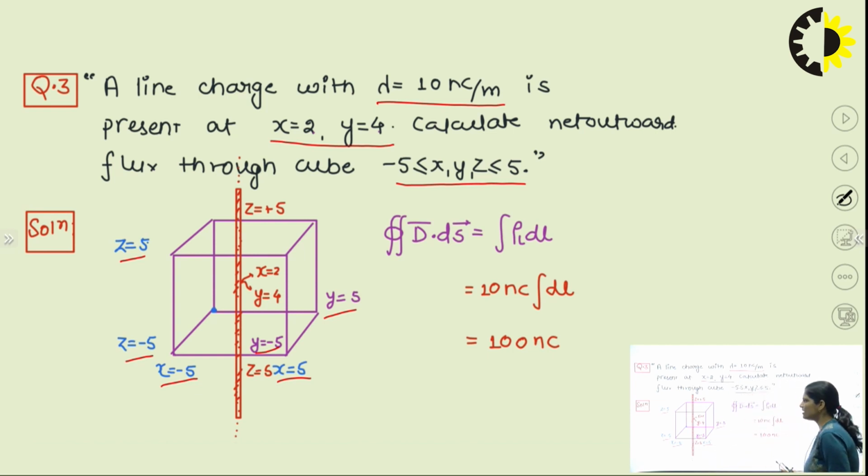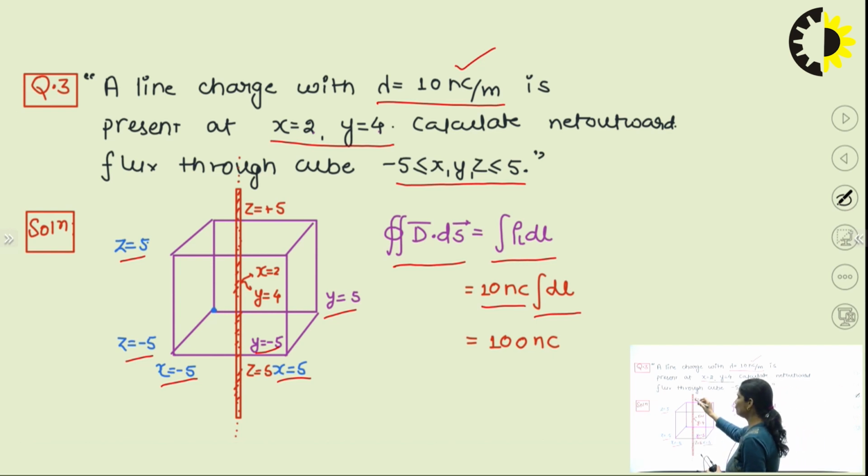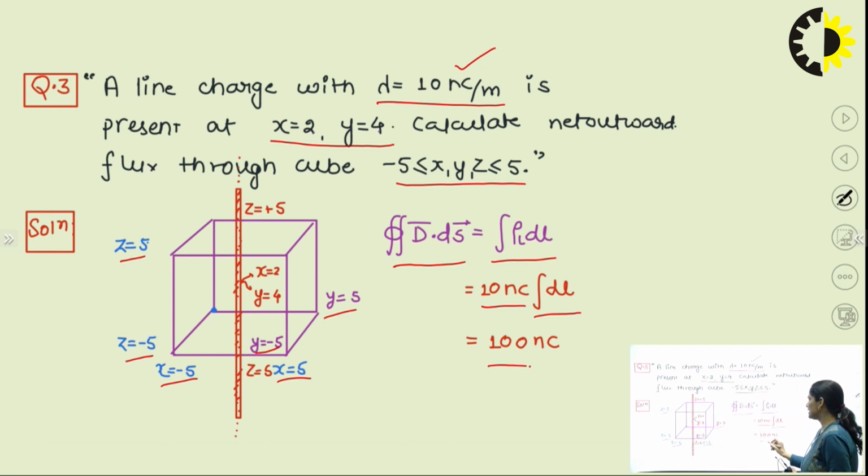-5 to 5. Now according to Gauss law, closed integration D dot dS is equal to integration of rho l dl. Here rho l, the charge density, is equal to 10 nanocoulomb per meter. In the integration, dl means you have to integrate from -5 to 5. So put in these values and you will get 10 into 10, which is equal to 100 nanocoulomb. So these are the examples of Gauss law. Thank you.